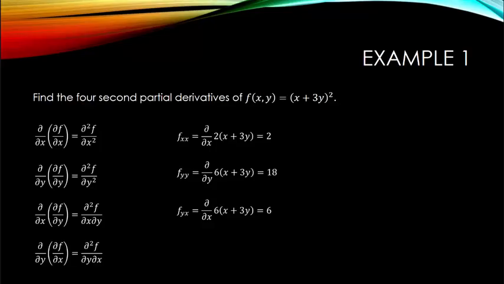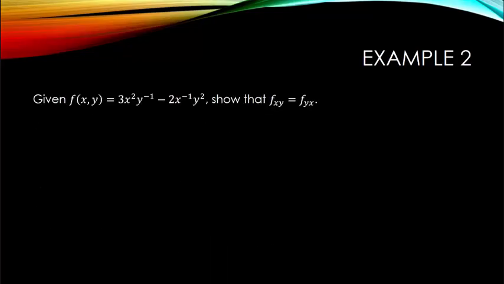And finally, the mixed partial derivative, where I take the partial derivative of f with respect to x first, and then take the partial derivative with respect to y, or d squared f dy dx, gives me fxy is equal to the partial derivative with respect to y of 2 times x plus 3y, or 6. Keep in mind, each time I take this partial derivative, the variable that I am not taking the derivative with respect to acts just like a constant.